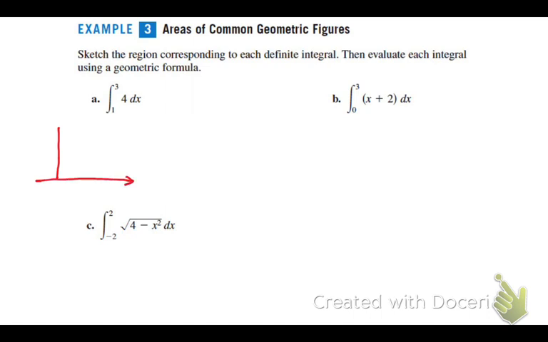So, I'm supposed to graph it. So, 1, 2, 3, 4. So, here's my horizontal line. And it's from the horizontal line to the x-axis. And what numbers on the x-axis are we using? No, not all of them. 1 and 3. 1 to 3. So here's 1, 2, 3. So we're doing this box. What shape is this? A rectangle.